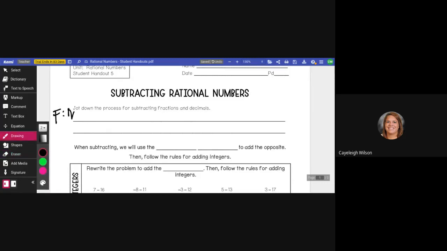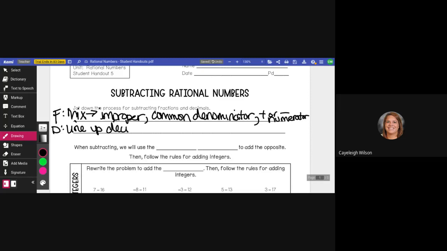So we're going to start from a mixed number to an improper fraction. And then we're going to make a common denominator. And then we'll add or subtract the numerator. With decimals, remember we line up the decimals. And then if needed, we will fill in a missing value. So that's not always needed. So fill in a missing value with 0.